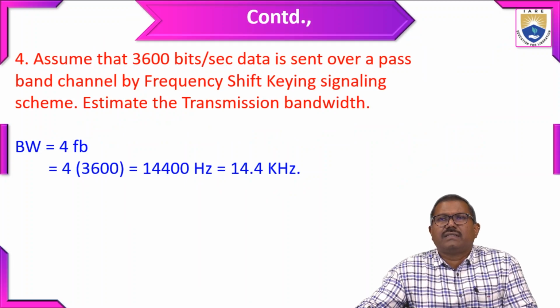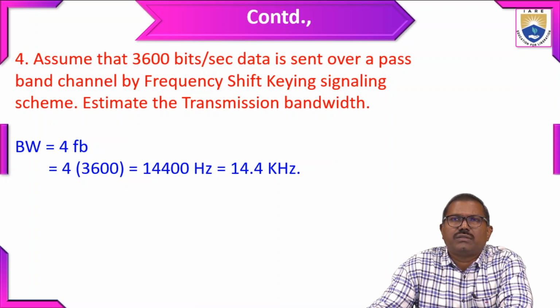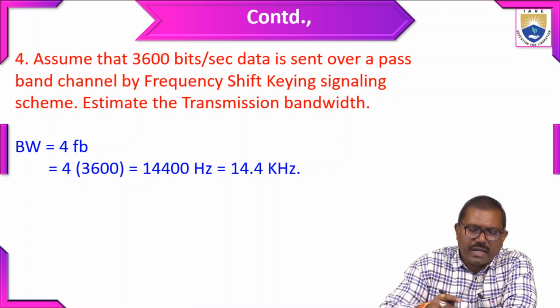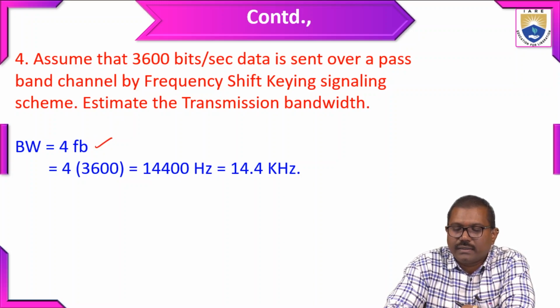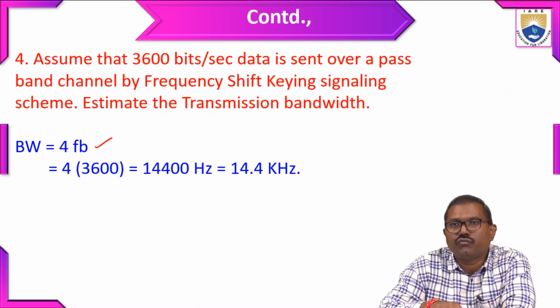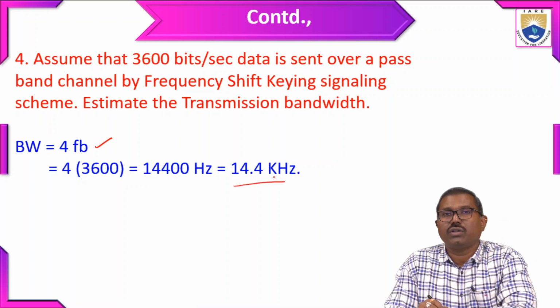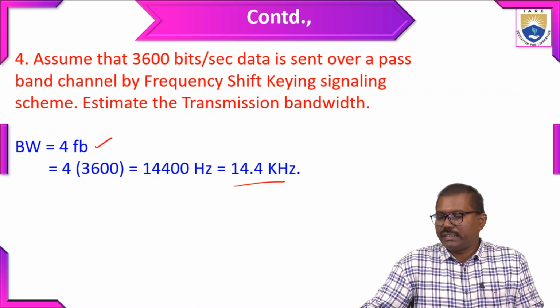Now the fourth one. Assume that 36,000 bits per second data is sent over a passband channel by a frequency shift keying signaling scheme. Estimate the transmission bandwidth. So the bandwidth is equal to 4 Fb, 4 into 36,000, that is equal to 14,400 hertz, which is 14.4 kilohertz. So my bandwidth is 14.4 kilohertz.